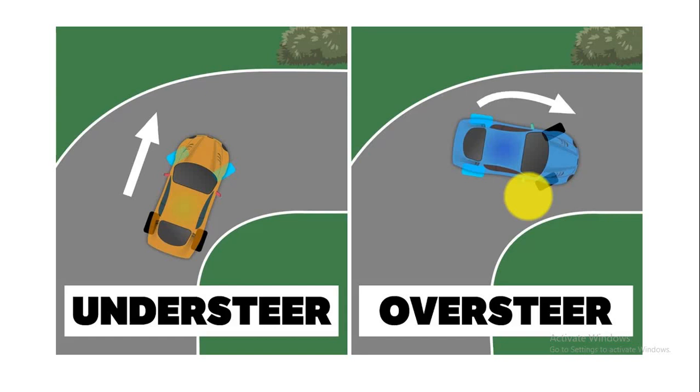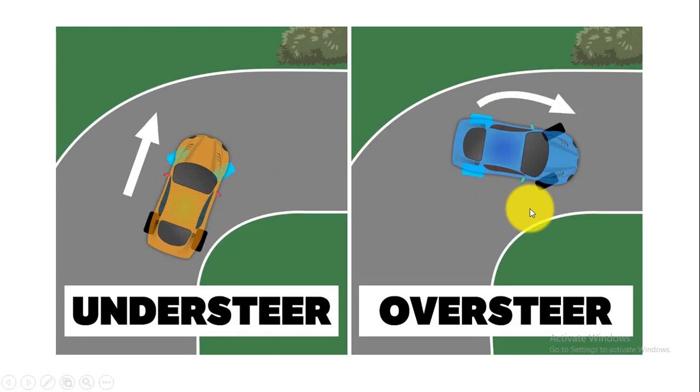As we can see in the figure on the left side, we are trying to steer the wheels in the right direction, but the vehicle will try to go in the straight direction because of the higher speed and higher inertia, and it will not turn as per the steering effort.